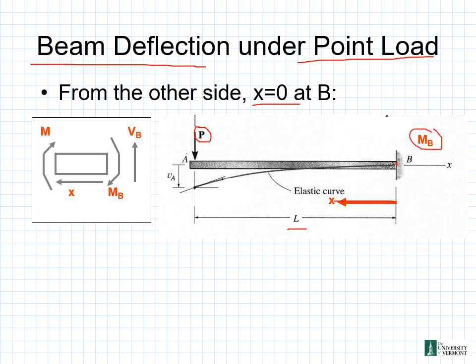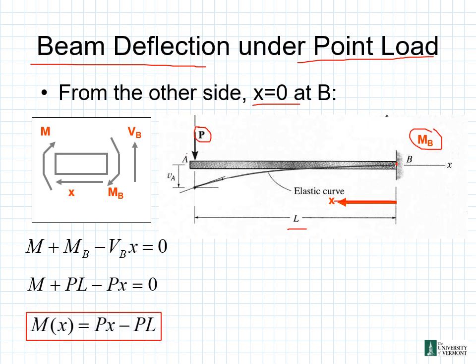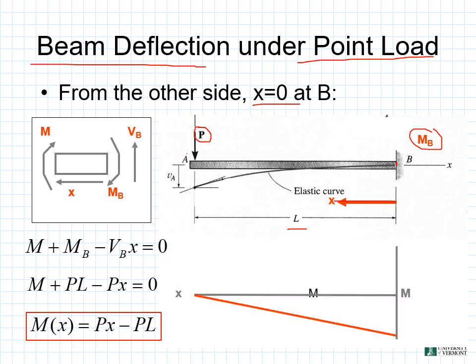From this, we can draw out our free body diagram that we can see on the left. And from this free body diagram, we can then come up with our moment equations. We can do our summation of moments about point A and point B, and we can come up with these two different equations. M plus M_B minus V_B times x is equal to 0, or from the other end, M plus PL minus Px is equal to 0. So we can combine and say M of x is equal to Px minus PL. And right here we can see our graph for our moment diagram.